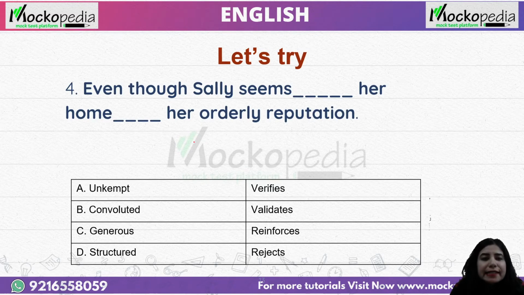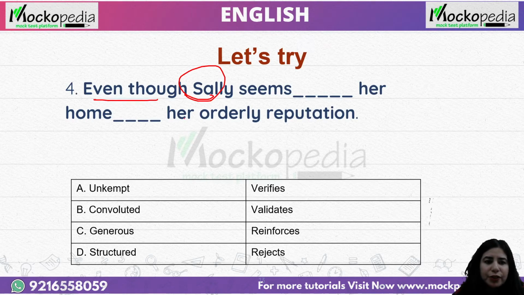Even though Sally seems dash, her home dash her orderly reputation. So you are going to see that we are talking about Sally, and these are transitions, even though, right? So Sally seems means looks like. So if you are able to understand her orderly reputation, even though, so if here we are having a positive word, here we are going to have a negative one.